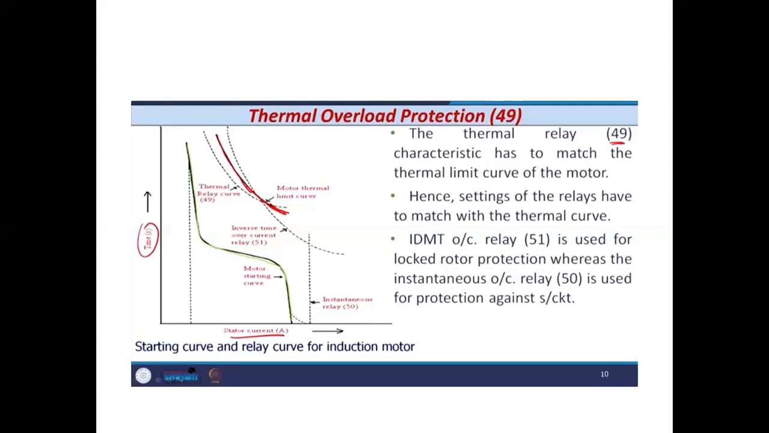Along with this, you can also see another two curves. One is the inverse time over current relay, that is 51, again for the short circuit in the induction motor, and another is the instantaneous relay curve, that is number 50. Both 50 and 51 are used for protection against short circuit in the induction motor. This 51 curve should always be separate from the motor thermal curve.